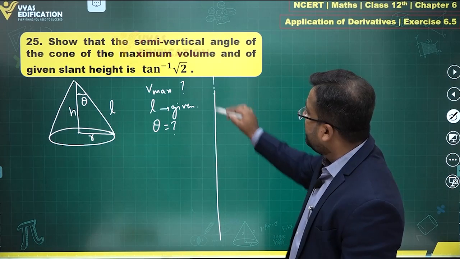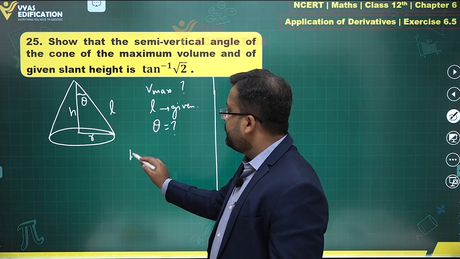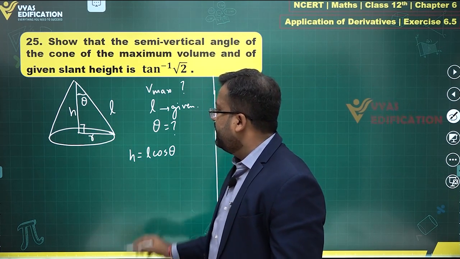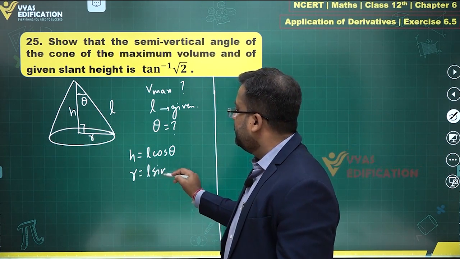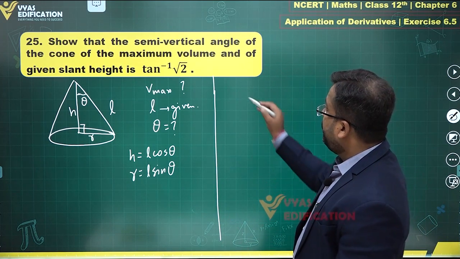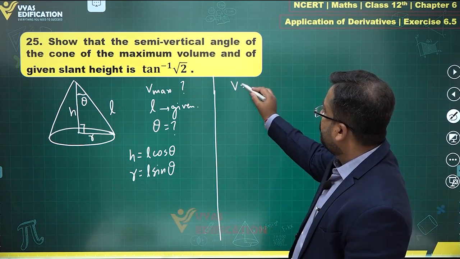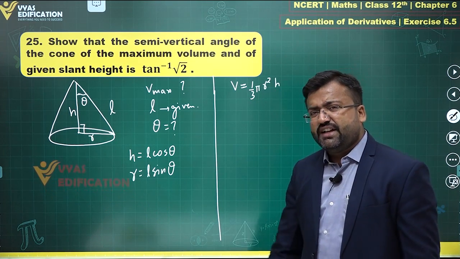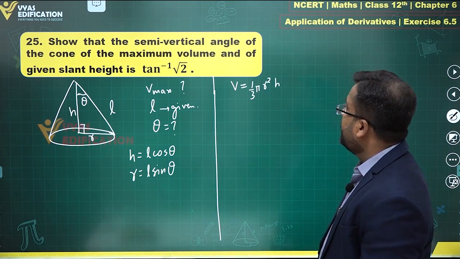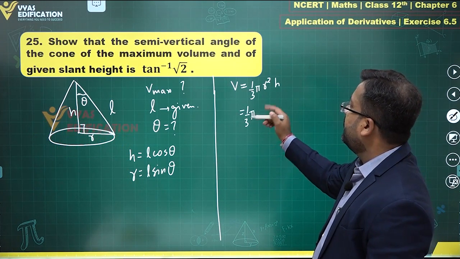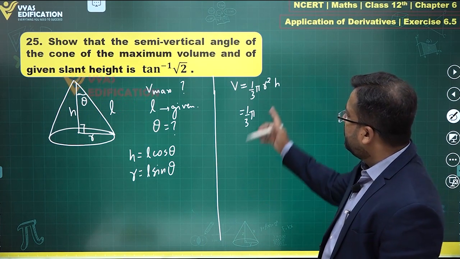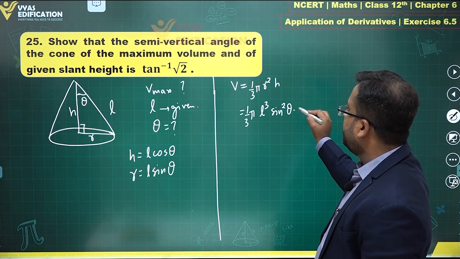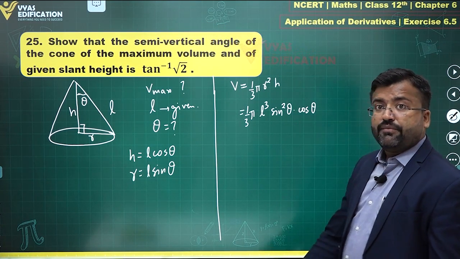Since L is given, we can deal with h and r. H will be equal to L cos theta, simply from this right angle triangle. This is 90 degrees. R will be equal to L sin theta. This is simple, right? If volume has to be maximized, V can be written as 1 by 3 pi r square h, and we can write V in terms of theta so that we can find that theta. This becomes 1 by 3 pi times L square sin square theta times L cos theta. It becomes L cube sin square theta times cos theta.